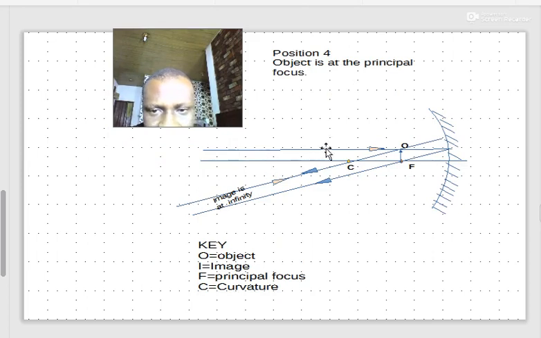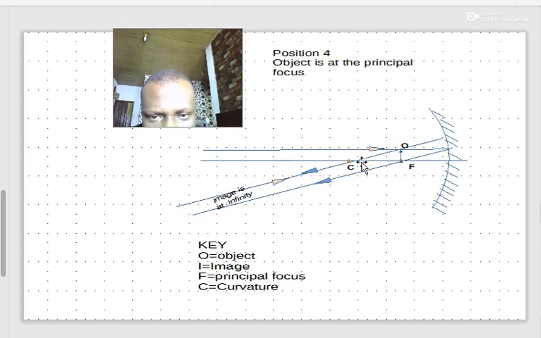Now look at this one. The object is moved yet further, but this time it's placed at the principal focus. We take a ray of light parallel to the axis, which goes through the head of the object. After reflection, the ray of light also passes through the principal focus. Take another ray of light that passes through the center of curvature. That ray will hit the mirror and be reflected back along the same path, following the old principle.